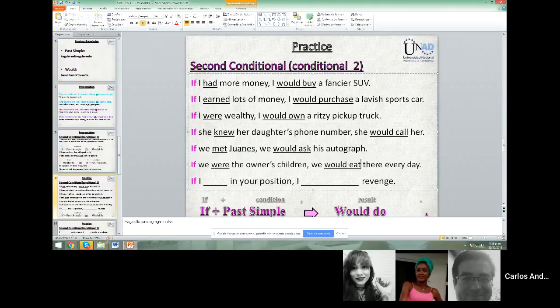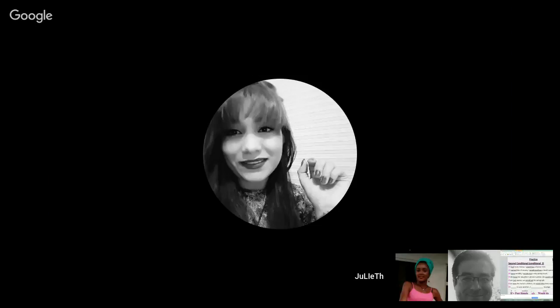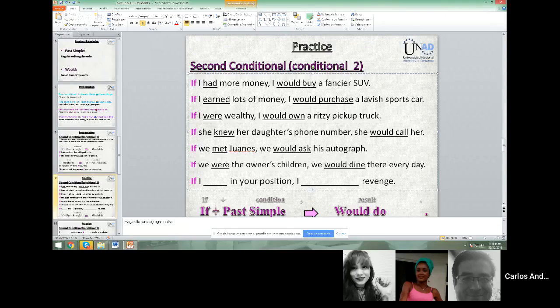So just to remind you, let's use this word, dine. So Viviana, could you please read the sentence? If we were the owner's children, we would dine there every day. That is perfect. If we were the owner's children, we would dine there every day because we are the owner's children, so we can practically live there.